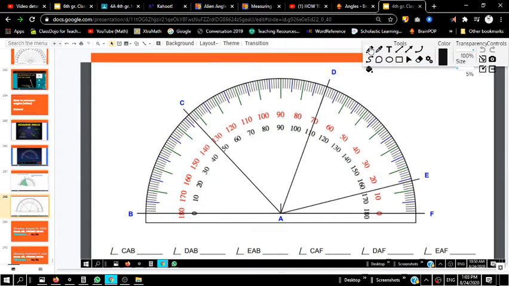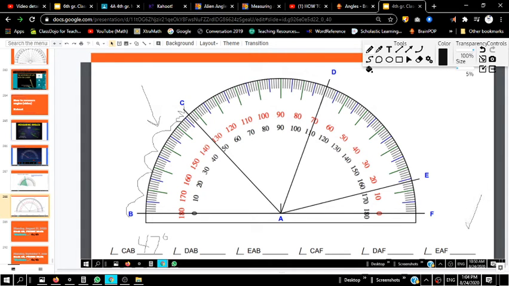I'd like to do this first one, CAB. So right there, that angle measurement. Well, we're already lined up with 0. So if we count this, we have 10, 20, 30, 40, 45, 46, 47. I think that is 47 degrees. 47 degrees. All right, so angle CAB is 47 degrees.